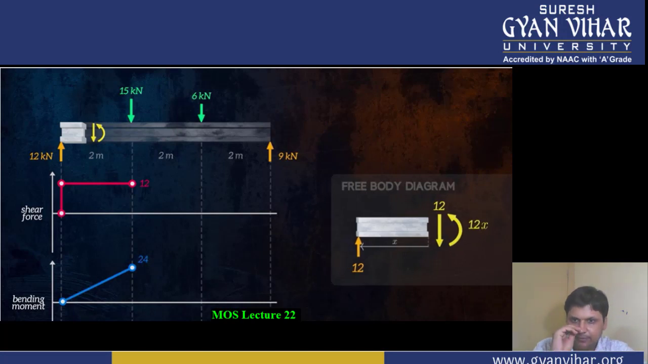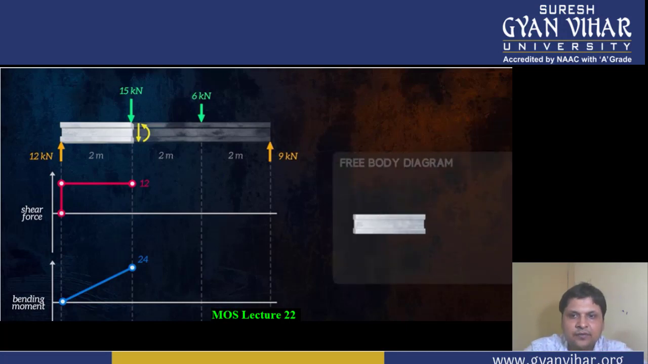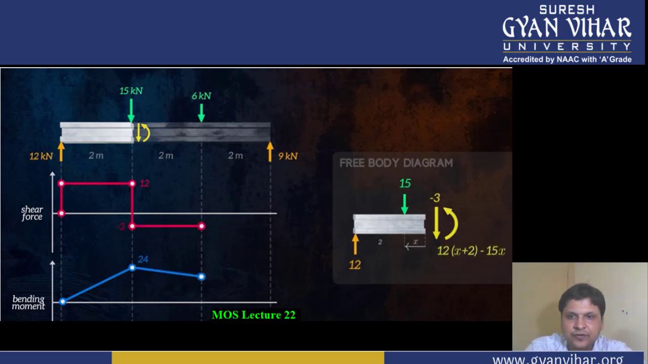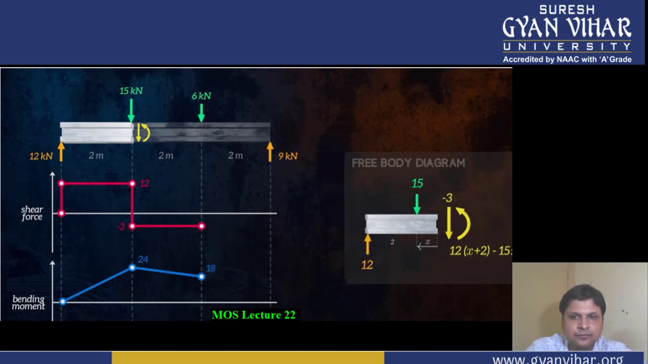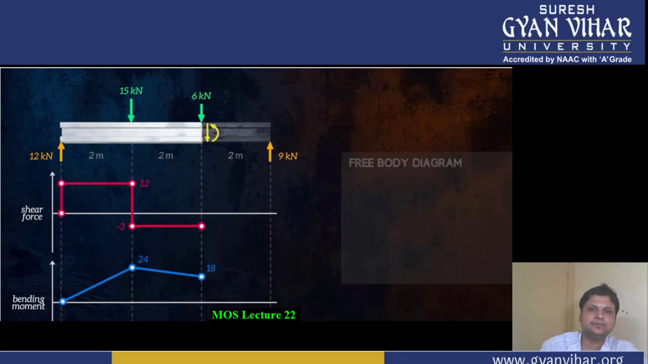We can then repeat the process by moving the location of our cut to the right. This time we place the cut immediately after the 15 kilonewton force, and we draw the free body diagram again to determine the shear force and bending moment. We repeat this process until we have covered the full length of the beam.